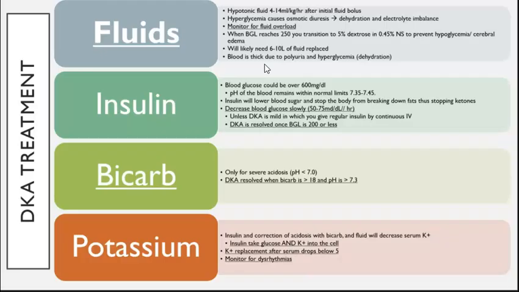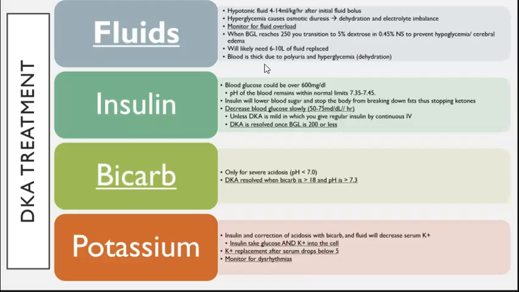We want to decrease blood glucose slowly. So 50 to 75 per hour. Unless DKA is mild, and then you can give insulin by continuous IV. DKA is considered resolved when the blood glucose level is 200 or less.